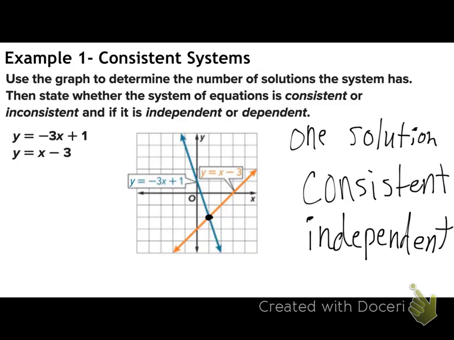Have I answered everything they want? Yes, I have. Determine the number of solutions: one solution. State whether the system is consistent or inconsistent: consistent. And if it is independent or dependent: independent. Okay? Can I move on to the next example? Yes, sir.